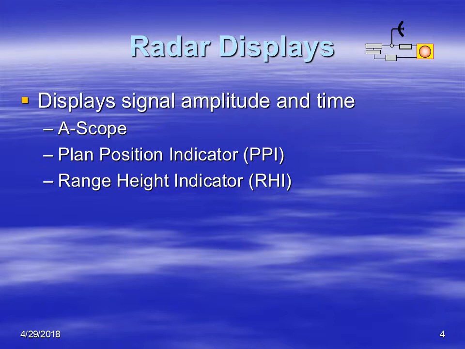We're going to look at the very old one, which is called the A-scope. Then we're going to go through the one that's more common, which is PPI. Everybody uses PPIs, but they don't know what they're called. And then look at range height indicators. And finally, I think we're going to talk about the time height diagram also.